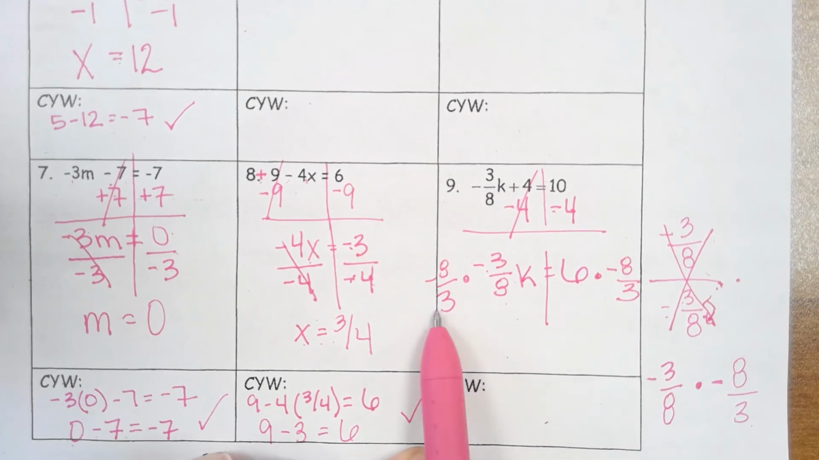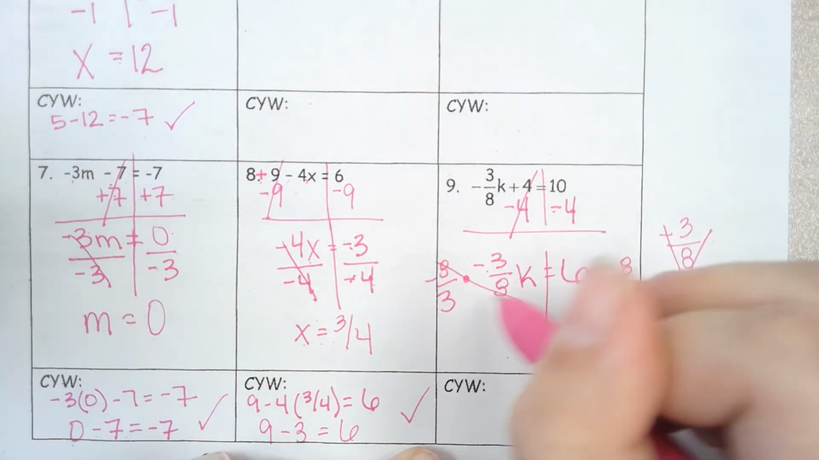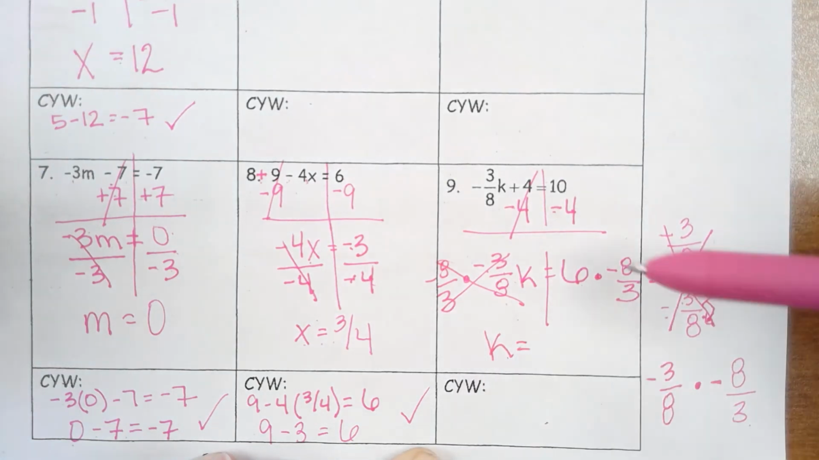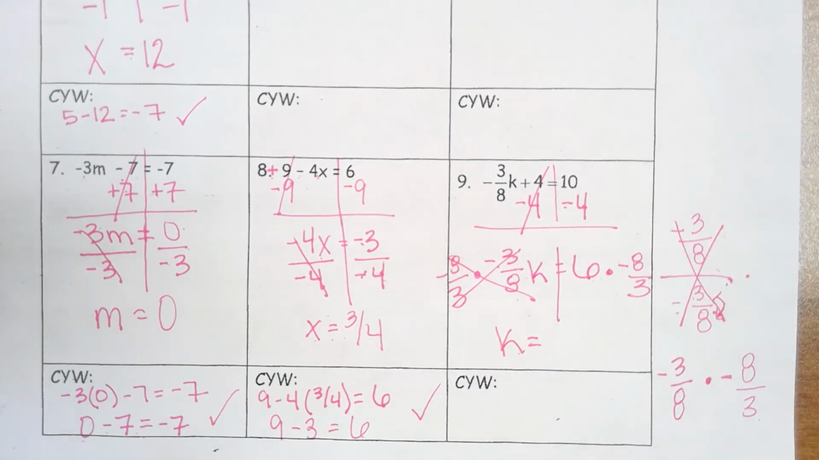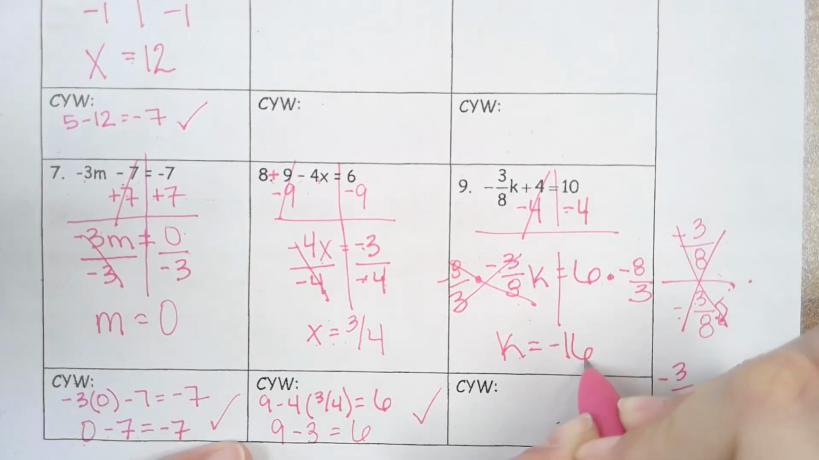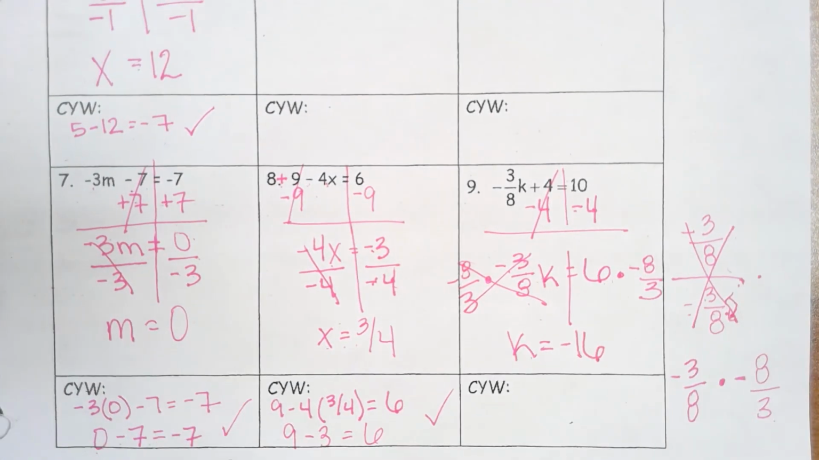So a number times its reciprocal equals 1. So these cancel and we're left with k equals, and then 6 times -8/3. Well, 6 times 8 is 48, divided by 3 is 16. So a positive times a negative is a negative. So our answer is k equals -16.